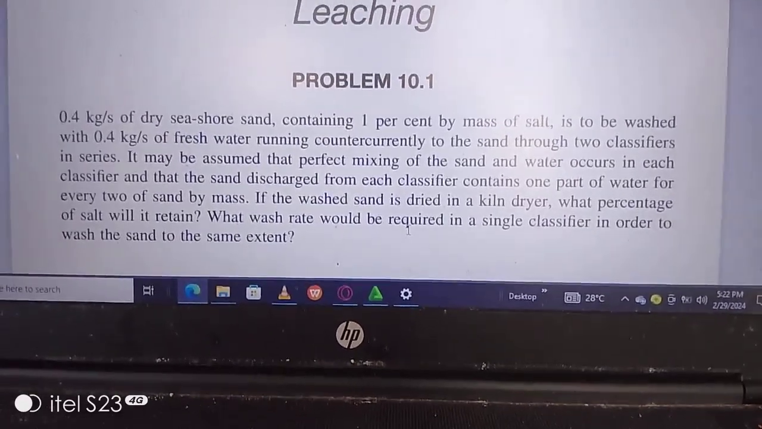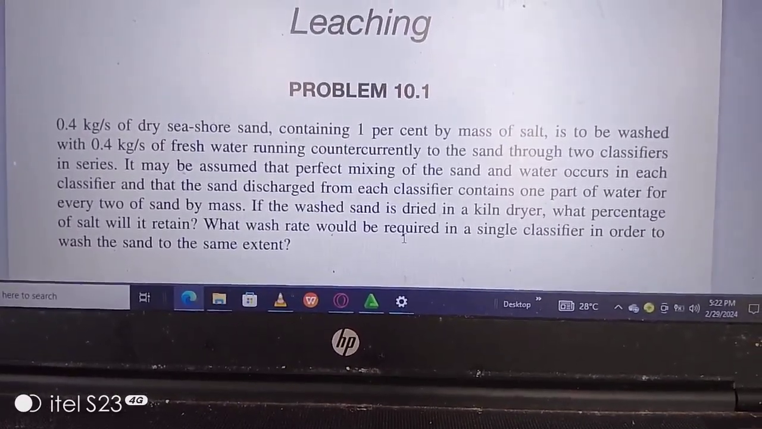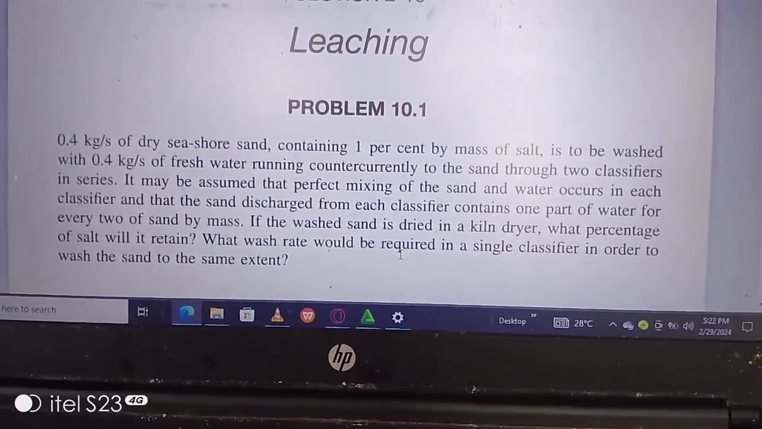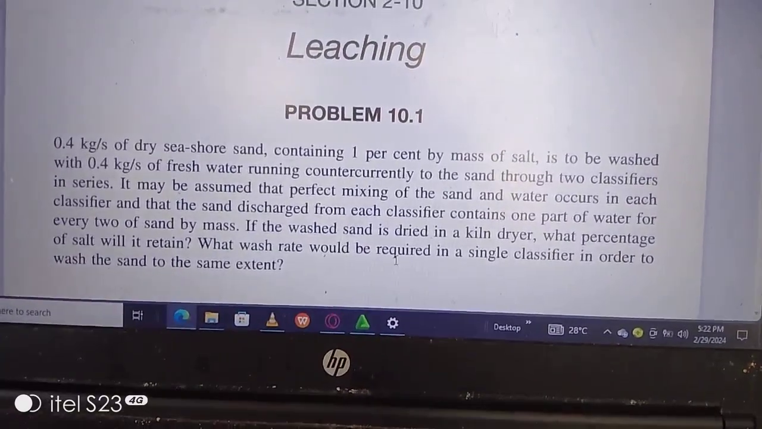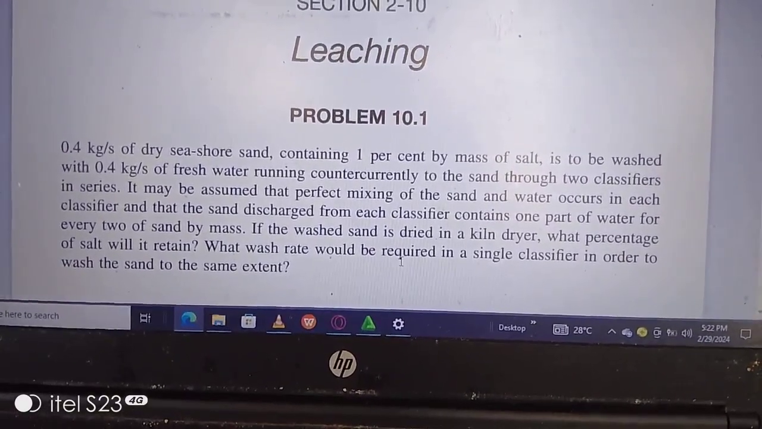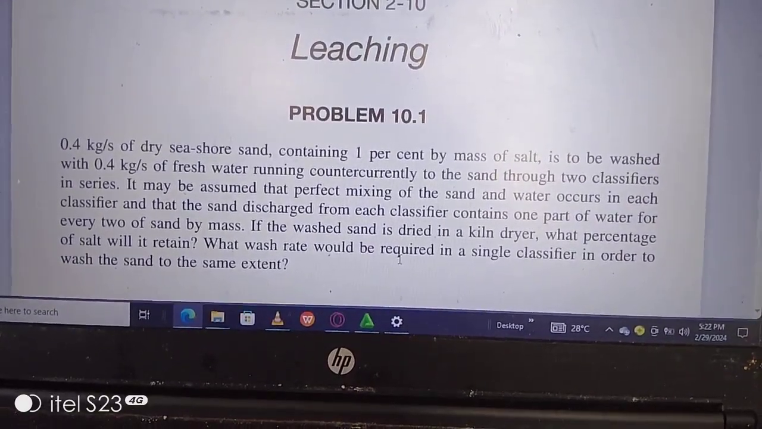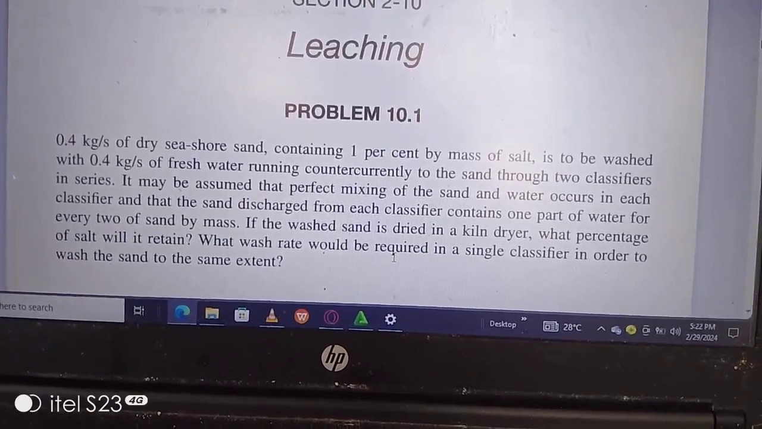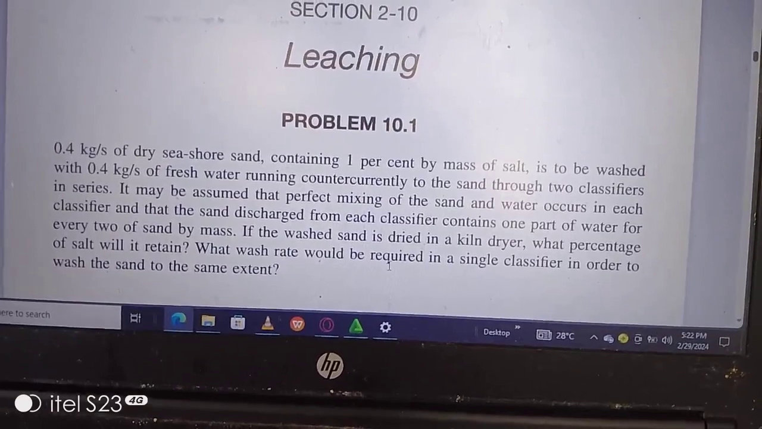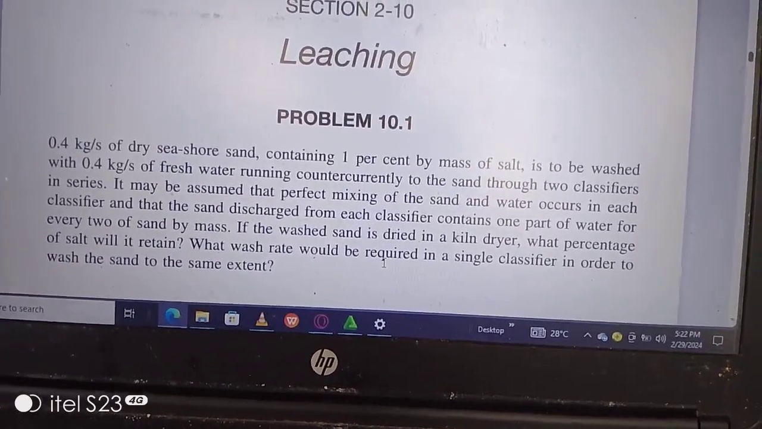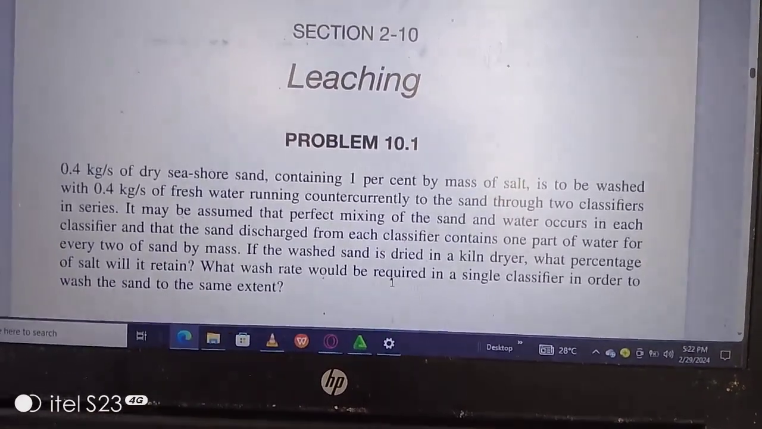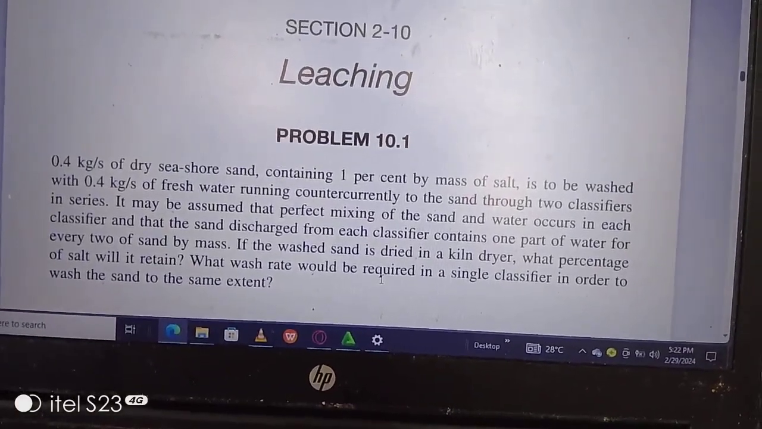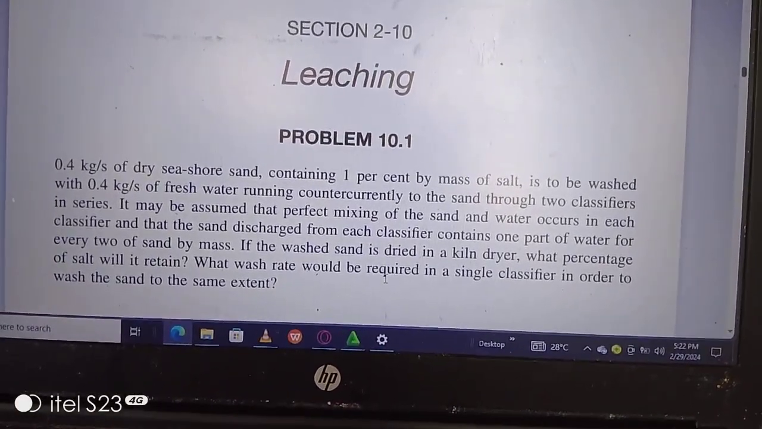It says 0.4 kgs of seashore sand containing 1% by mass of salt is to be washed with 0.4 kgs of fresh water running countercurrently to the sand through two classifiers in series. It may be assumed that perfect mixing of the sand and water occurs in each classifier and that the sand discharged from each classifier contains 1 part of water for every 2 parts of sand by mass. If the washed water is dried in a kiln dryer, what percentage of salt will it retain?